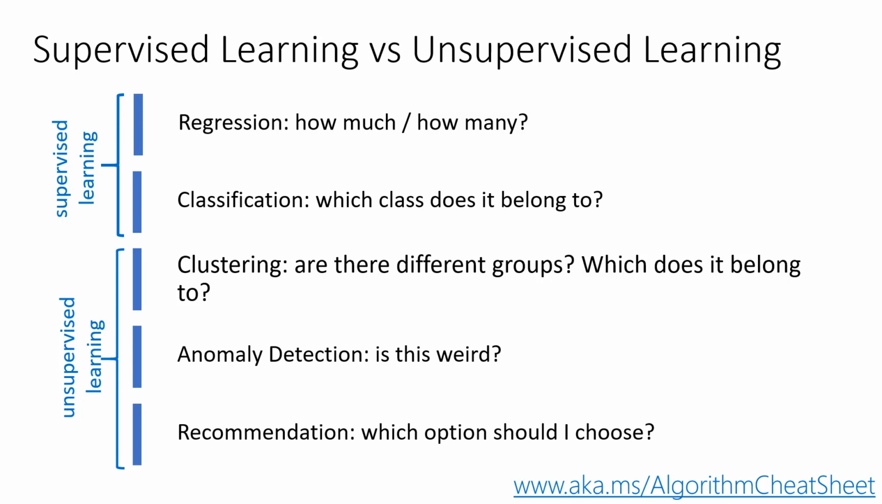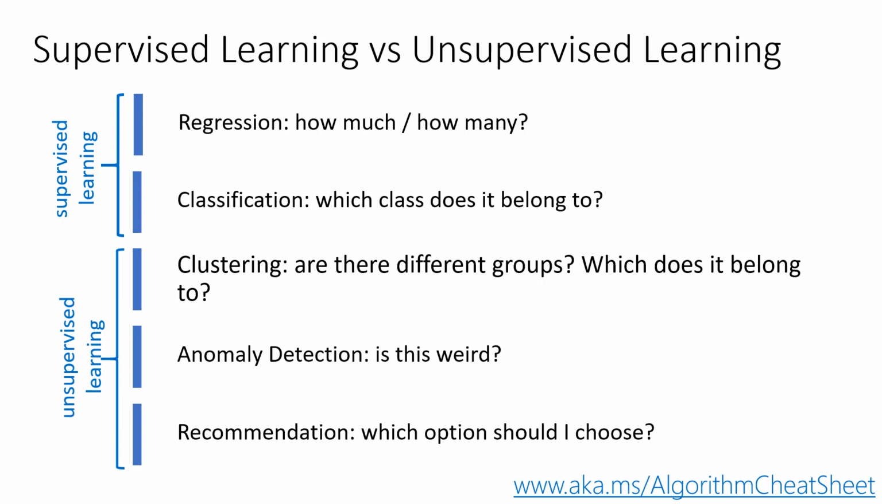As you can see, under supervised machine learning there are two methods, regression and classification. While under unsupervised machine learning there are three different methods: clustering, anomaly detection, and recommendation.